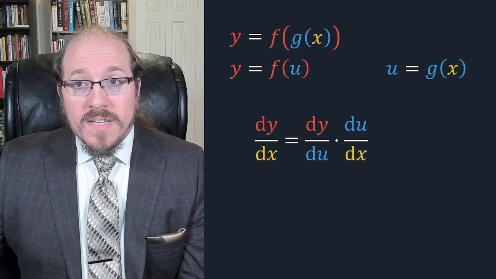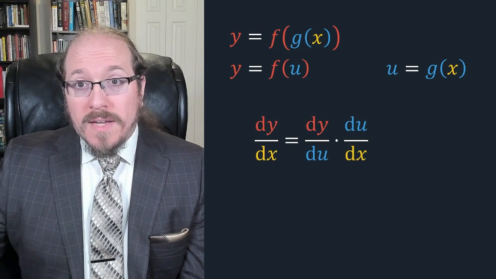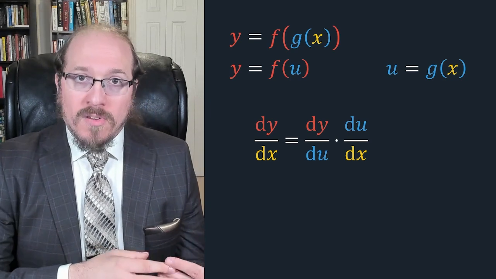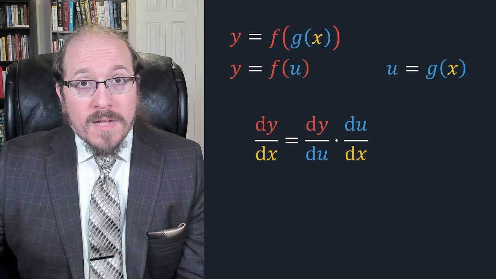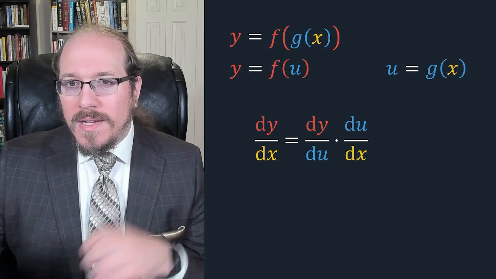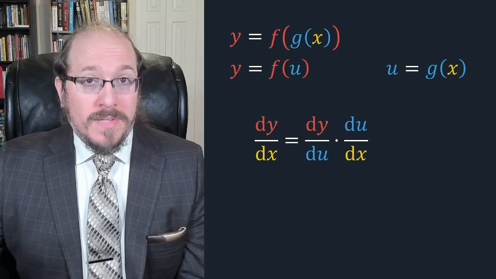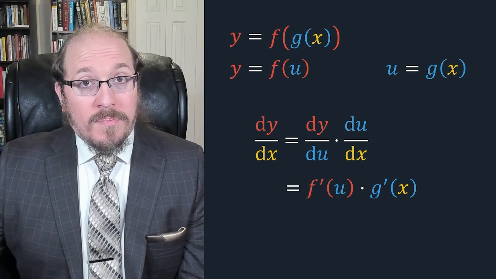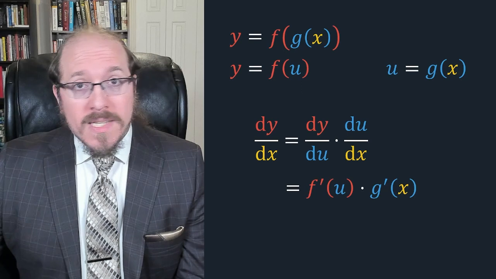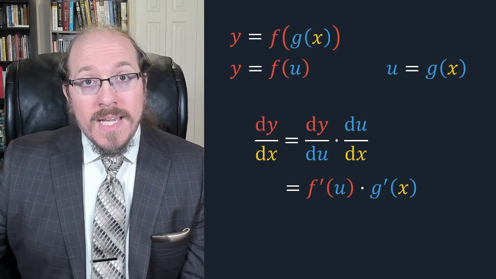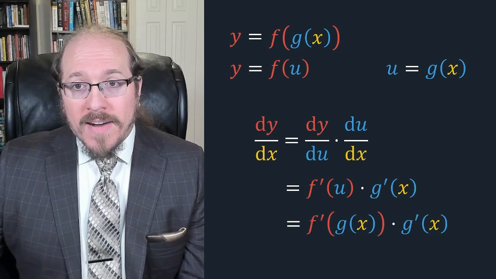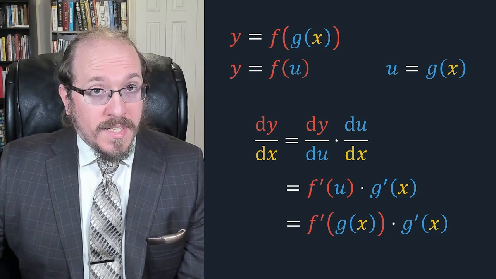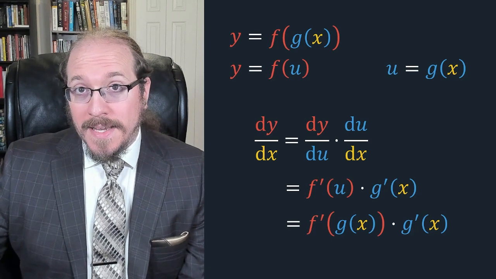Then, to find our derivative dy over dx, we can find our simpler derivatives dy over du and du over dx, so that when we multiply them, the du's cancel out, and they give us the derivative we actually want. Now we can write dy over du as f prime of u, and likewise we can write du over dx as g prime of x. Finally, to get everything back in terms of x, we have to replace u with g of x, which is how we defined it in the beginning.